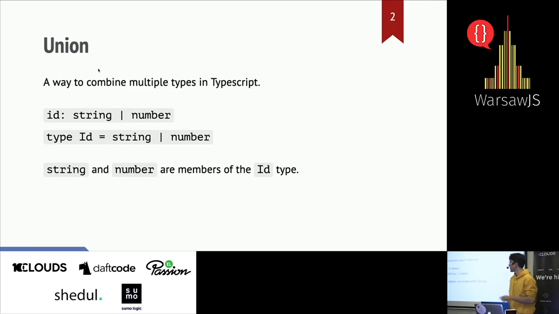So you may know these terms, but still, a union is a way to combine multiple types in TypeScript. So you can have an ID property, for example, or a parameter to a function, which can contain multiple types, and that is called a union. So here for an ID, we have a union of string or number, and this union of string and number can be saved in a type alias called ID. And in this case, we say that string and number are members of an ID type.